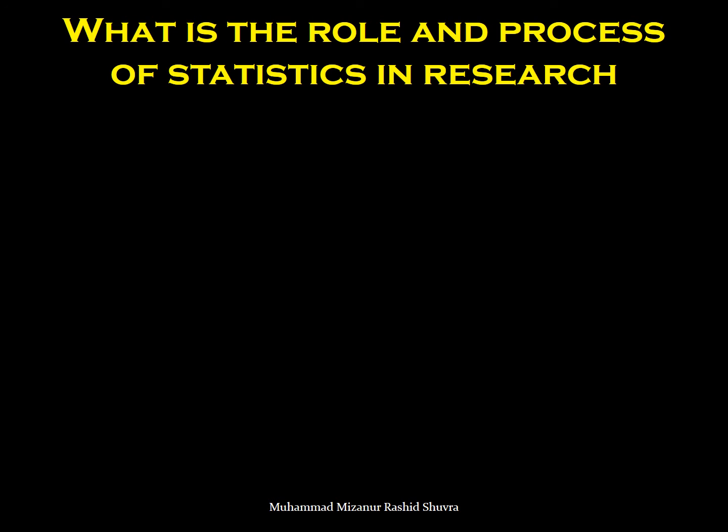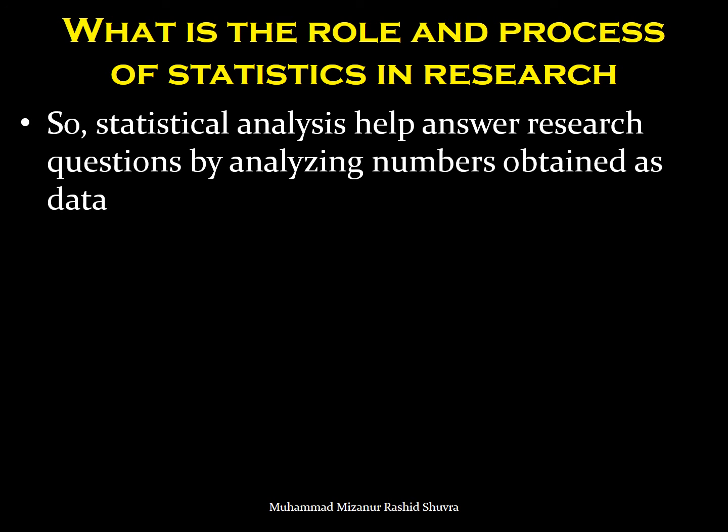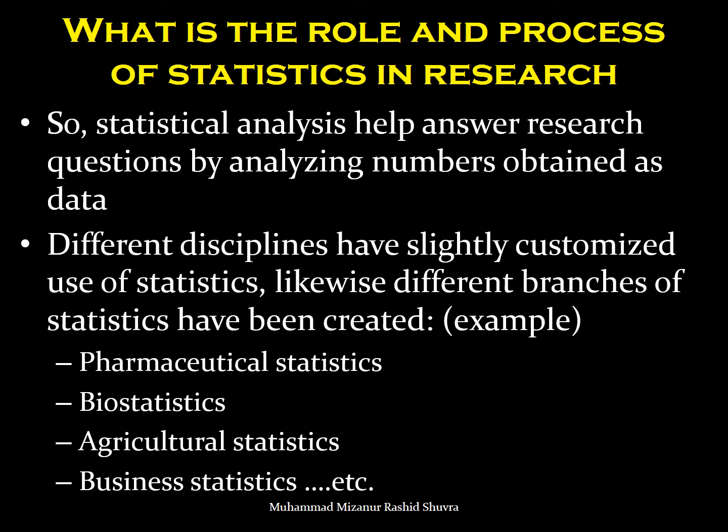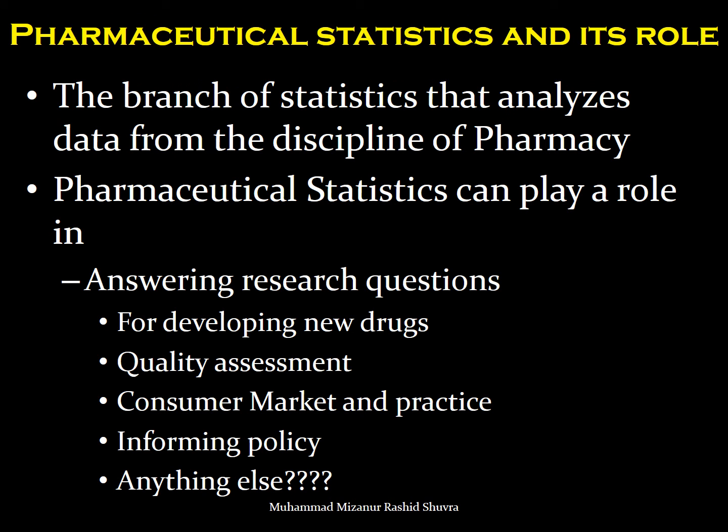Moving on, we see that statistical analysis really helps answer research questions by analyzing numbers obtained as quantitative numerical data, right? And different disciplines have slightly customized use of statistics, and likewise there are different branches of statistics. For example, you have pharmaceutical statistics, biostatistics, agricultural statistics, and business statistics, and you can have more. Just Google for it and you'll see so many different disciplines and branches of statistics. The point is, even with pharmaceutical statistics, for example, the branch really takes into account the discipline of pharmacy, right? And pharmaceutical statistics can play a role in answering questions like developing new drugs, quality assessment, consumer market and behavior of the customers, and informing policy on whether drugs are good or bad and should be taken off the market, and could be more.